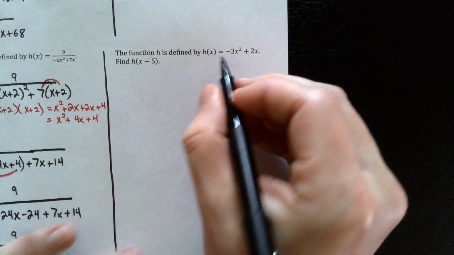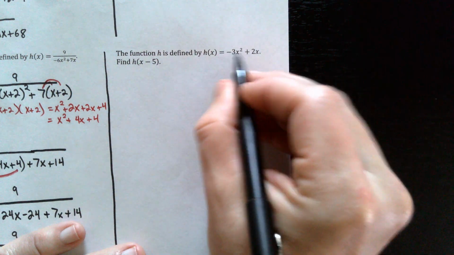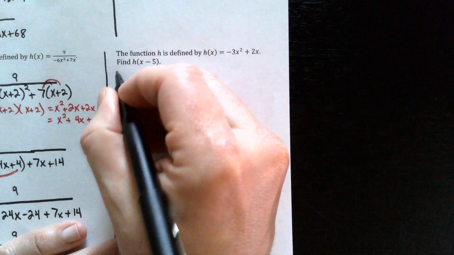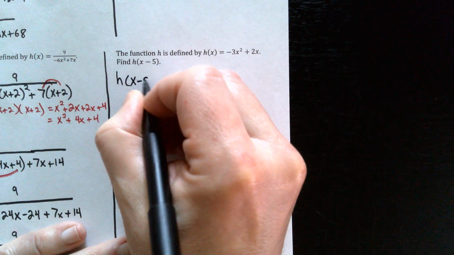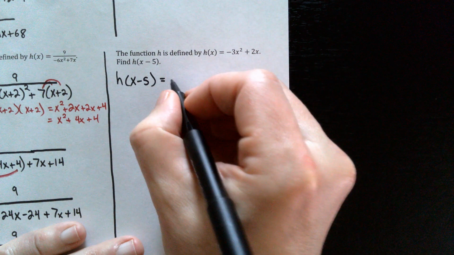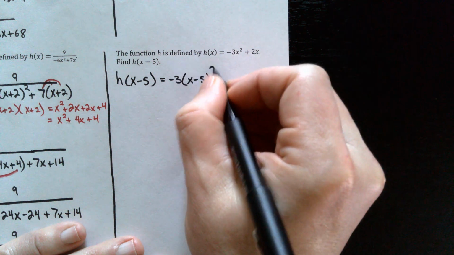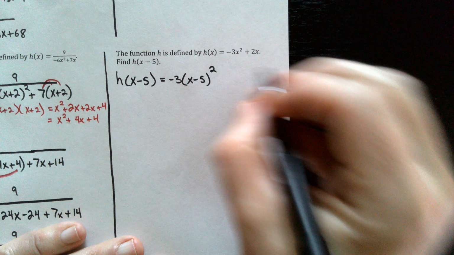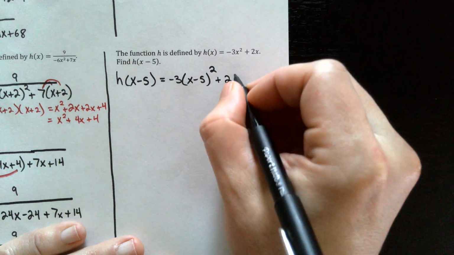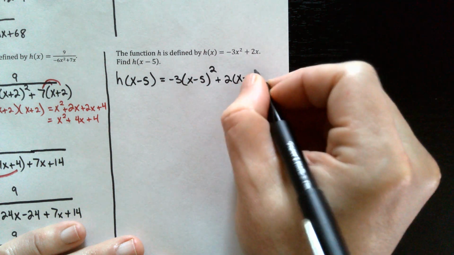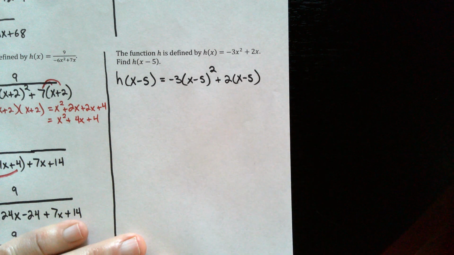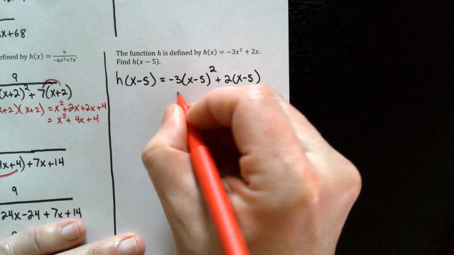Okay. On this one, we're asked to plug in an x minus 5 in here in place of x. So h of x minus 5 is equal to negative 3 times x minus 5 squared. That's where the x was. And then plus 2, and instead of x, I'll write an x minus 5 there as well. Okay, I need to figure out what x minus 5 squared is, so let me do that really quick.